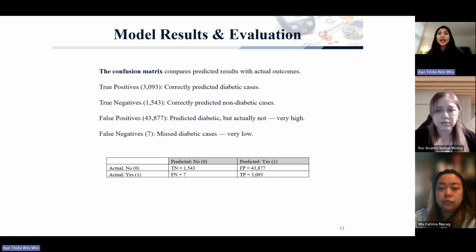But we also had a very high number of false positives. 43877 people were wrongly predicted to have diabetes when they didn't. Finally, only 7 false negatives, meaning the model missed just a few actual diabetes cases. This shows the model is very sensitive but not very precise.